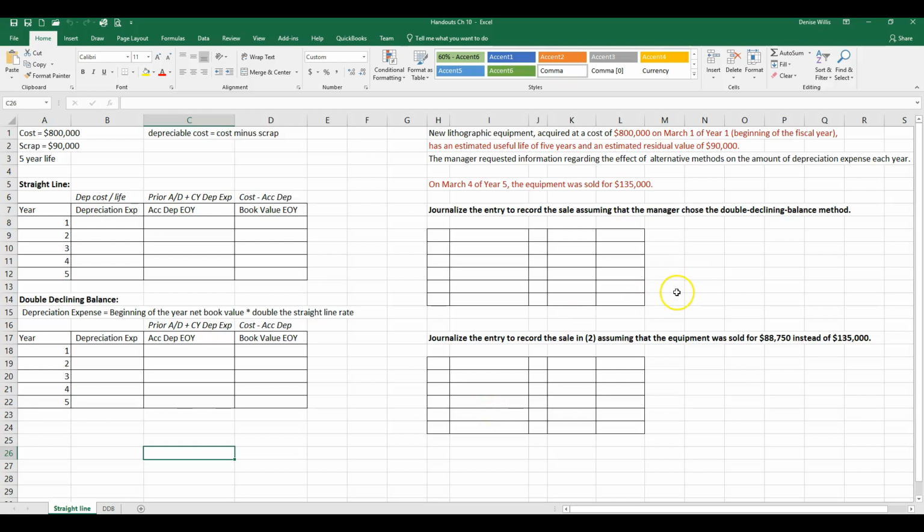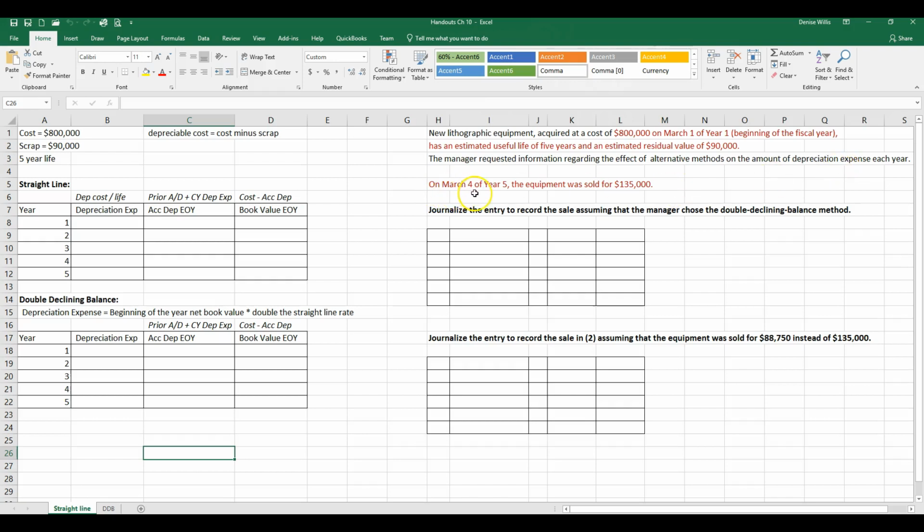Today we're going to have some fun with depreciation. Over on this side I've listed how it will be given to you in one of the homework problems. This example says new lithographic equipment acquired at the cost of $800,000 on March 1st of year 1, which was the beginning of the year, has an estimated useful life of 5 years and an estimated residual value of $90,000. The manager requested information regarding the effect of alternative methods on the amount of depreciation expense each year.